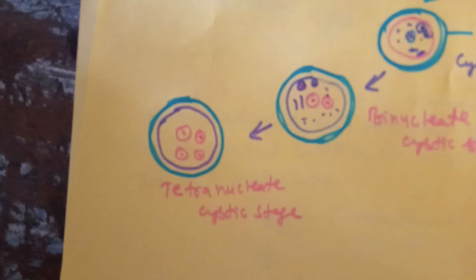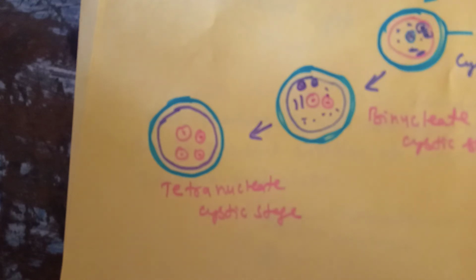The food material is completed. This tetranucleate cystic stage can be released outside of the body through the fecal material. So when a person releases fecal material in an open ground area without using toilets, this tetranucleate cystic stage parasite stays alive for 10 days on the fecal material.